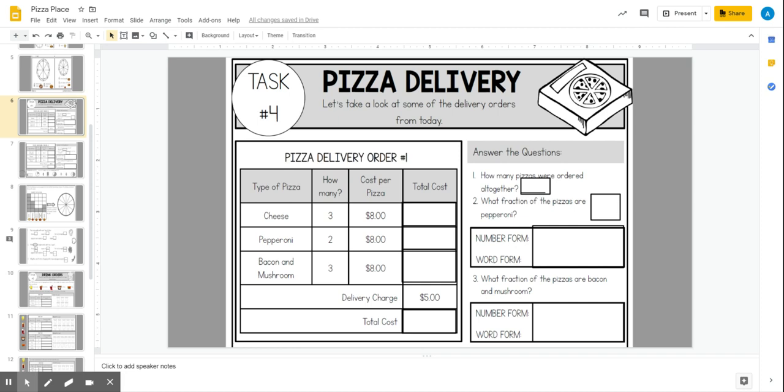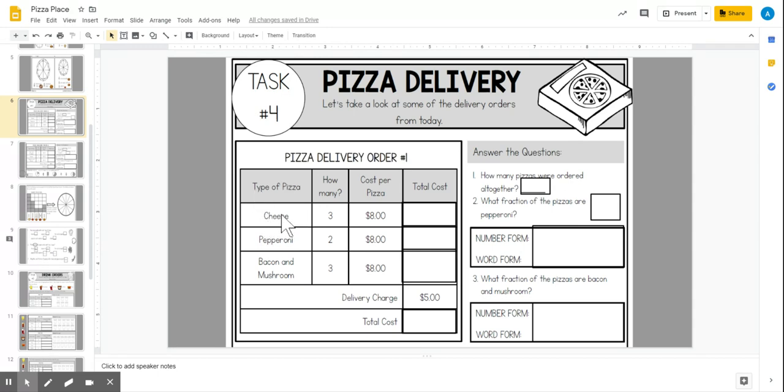Hello everybody, today we will be working on task 4, pizza delivery. So let's take a look at some of the delivery orders from today. We're going to do the first order together and then you're going to do the second order on your own. So it says pizza delivery order number 1.